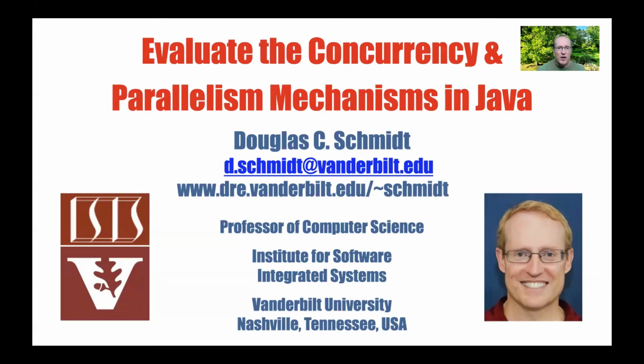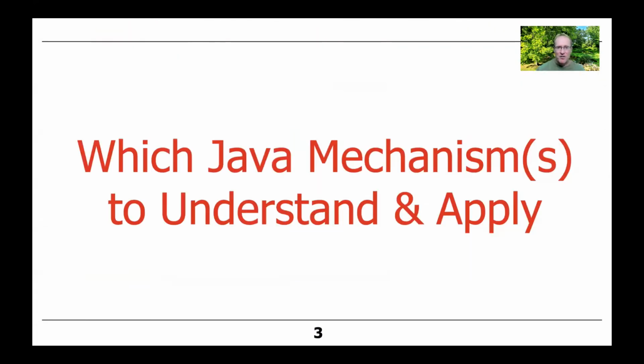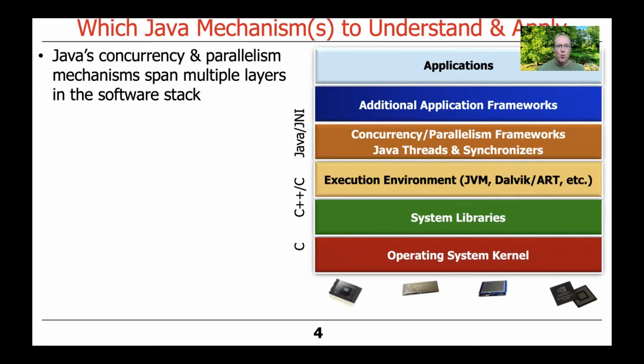So the next topic we're going to cover here is to evaluate all the different concurrency and parallelism mechanisms available in Java that we've covered. And you'll see very quickly why that's a worthwhile thing to do, because we've been given all this capability, but we have to figure out which ones to apply and when.